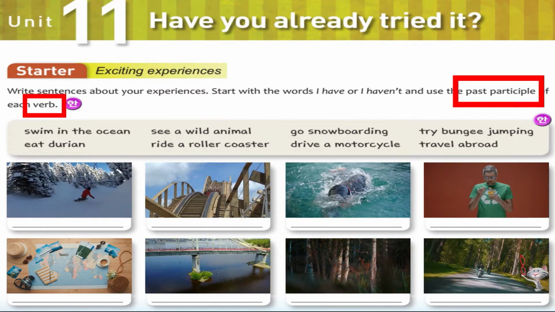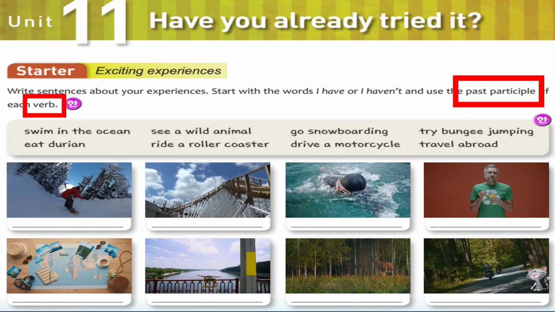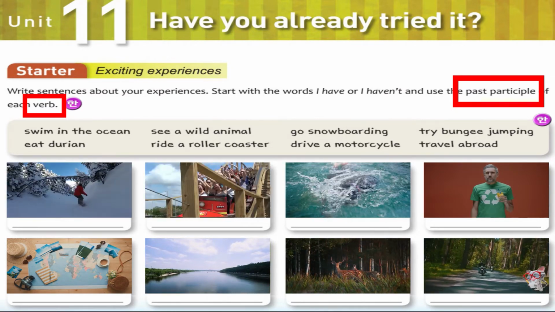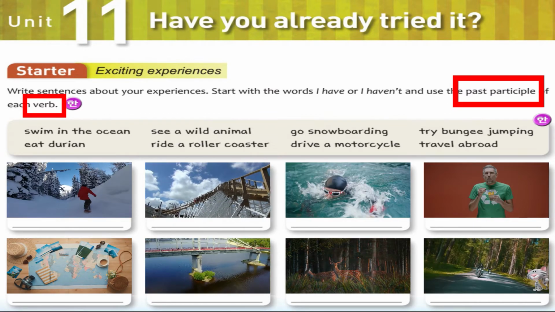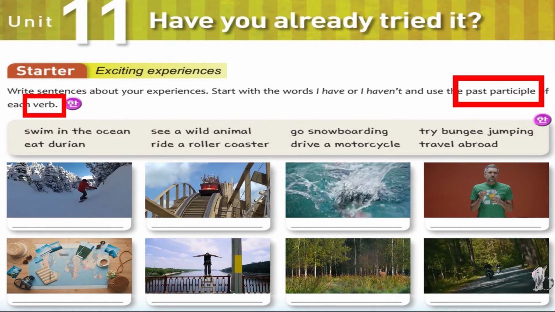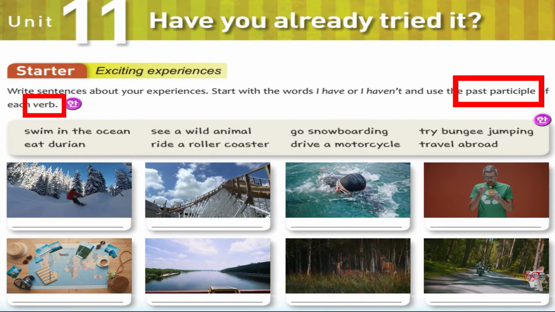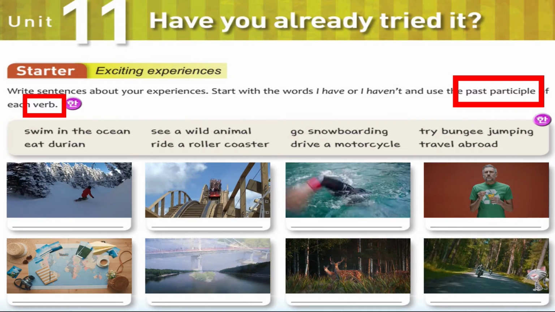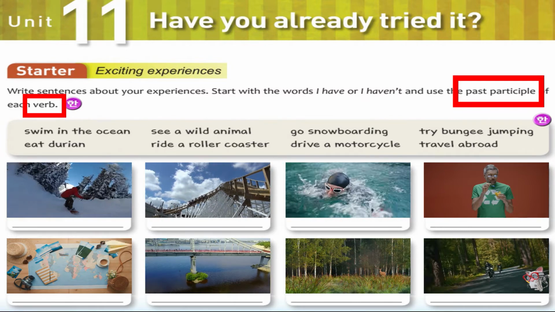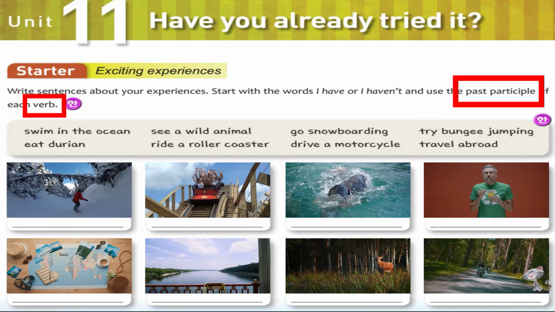So, Yonghee, what is the past participle? Past participle is the form we use for something we have done in the past or even before the past. Yes. Or we're expecting to continue those experiences until this point of the moment. Okay. So you have to combine with auxiliary verb have, and then you make the main verb in the form of past participle. For example, here, swim, see, eat, ride, go, drive, try, travel.